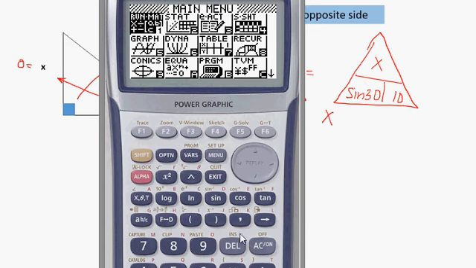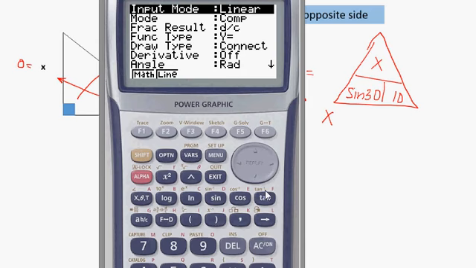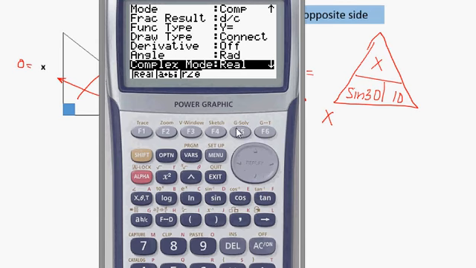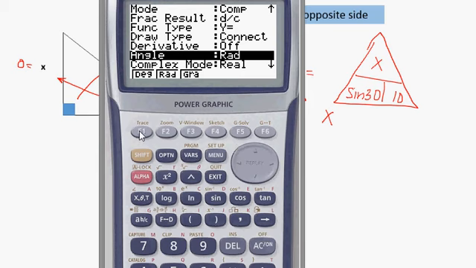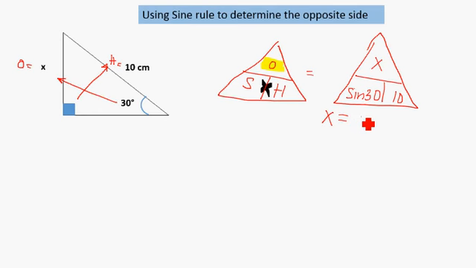In this case my calculator wasn't set up properly, so I'll quickly set my calculator. It's set to radians. Always have it set to degrees. Now if I do the same thing, let's try it. Sine 30 times 10, answer is 5, so x equals 5 cm.